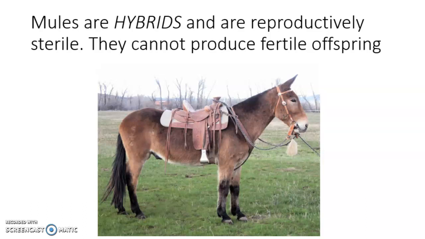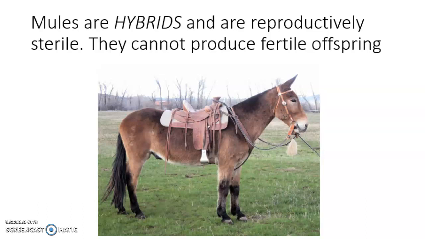So in this case, we have a mule. Now, you can take a horse and a donkey, breed them together, and make a mule. But a mule cannot breed with more mules to produce more offspring. The mule is sterile. It cannot produce offspring of its own. Therefore, the mule is not a species, rather it is a hybrid.